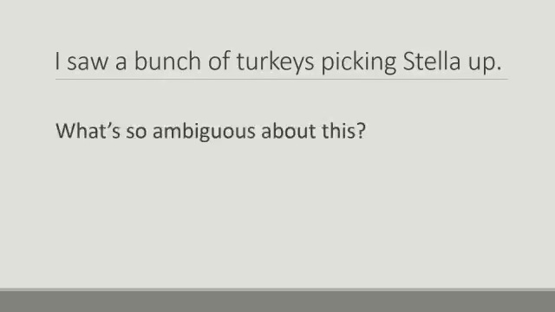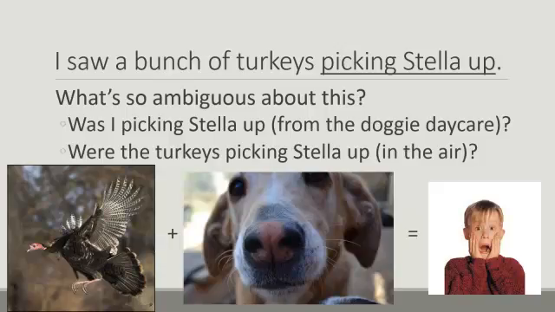Now, this seemed like a perfectly normal sentence for me to say, but when I said it to her, she started bending over laughing, right? She couldn't contain herself. And at first it wasn't clear why this was. But she explained to me how she was reading this sentence. So when I said I saw a bunch of turkeys picking Stella up, that phrase, picking Stella up, I intended to modify or describe I, right? The subject of the sentence. I, picking Stella up, saw a bunch of turkeys.